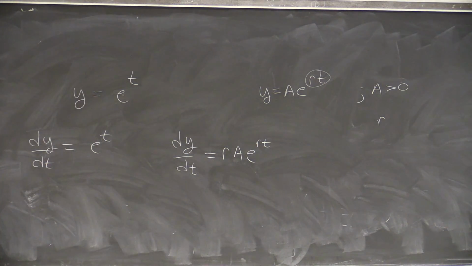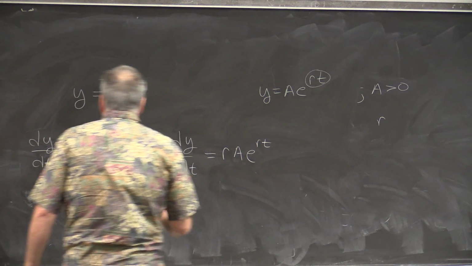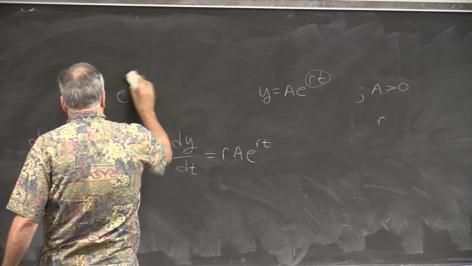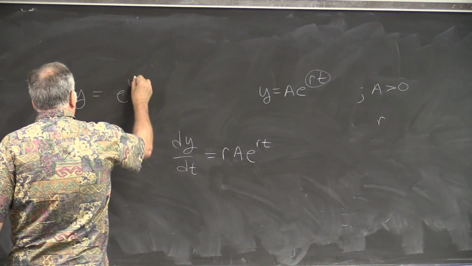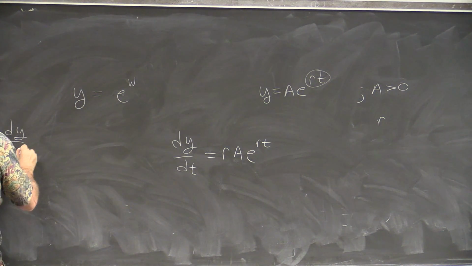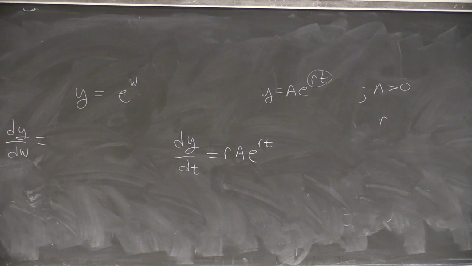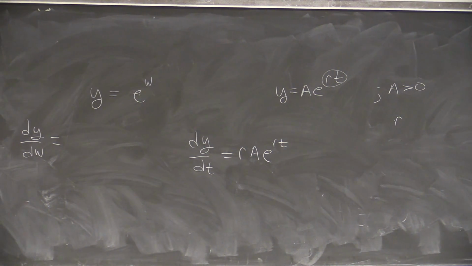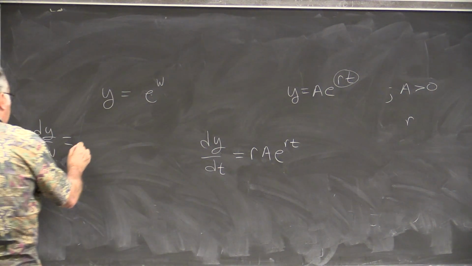We could prove this. It's actually just use the chain rule. Suppose we look at this expression right here. Let's say y equals e to the w. Then what is dy dw? Just changing notation here. What is dy dw then? Think of w as being a variable instead of t. It's just e to the w.